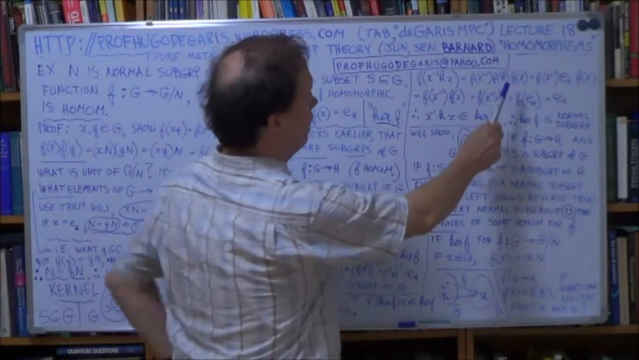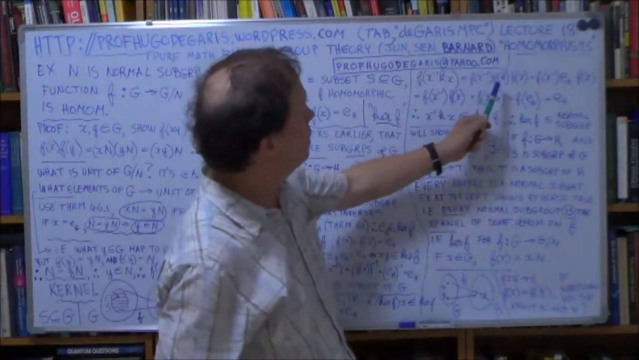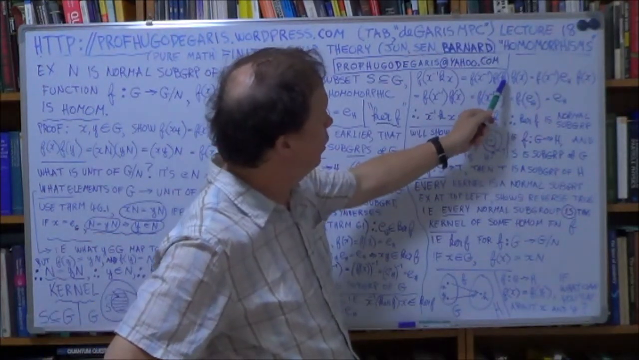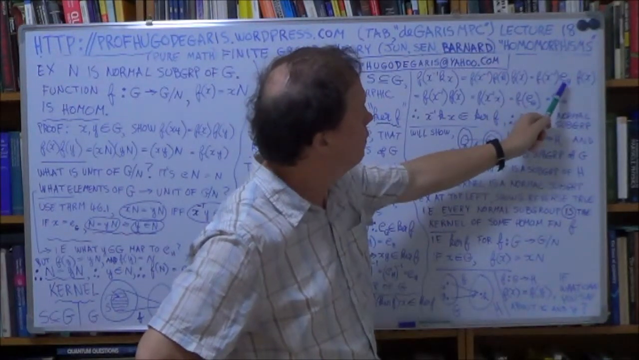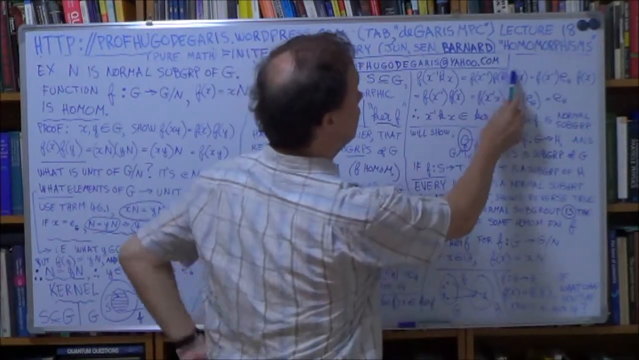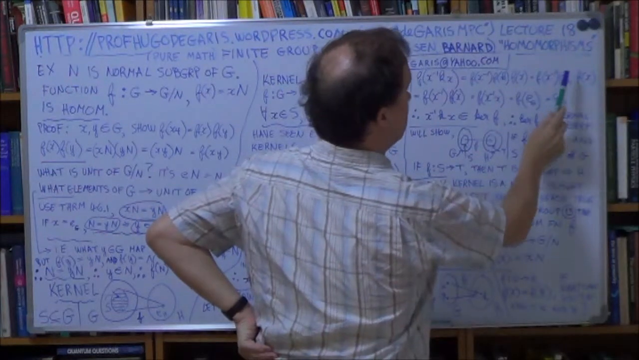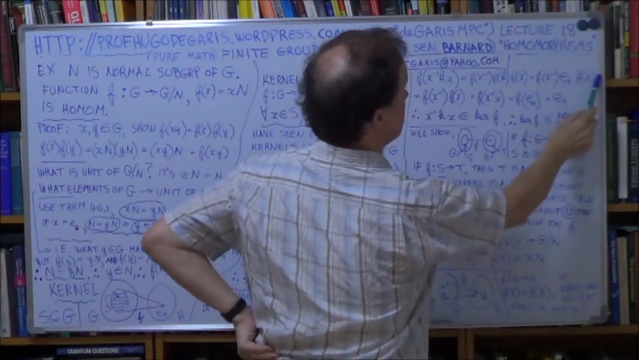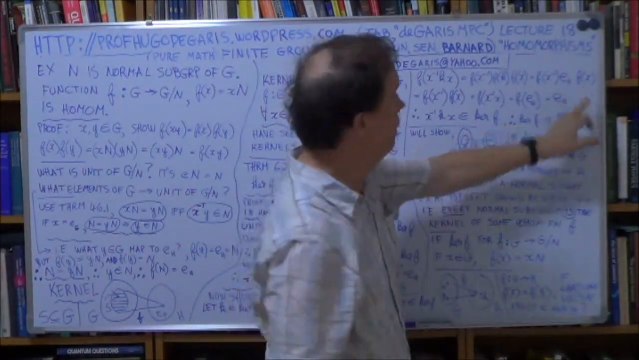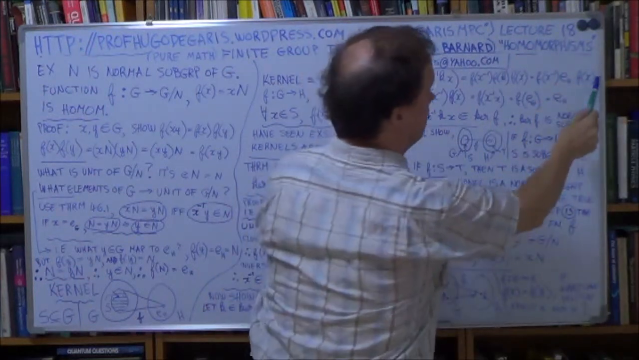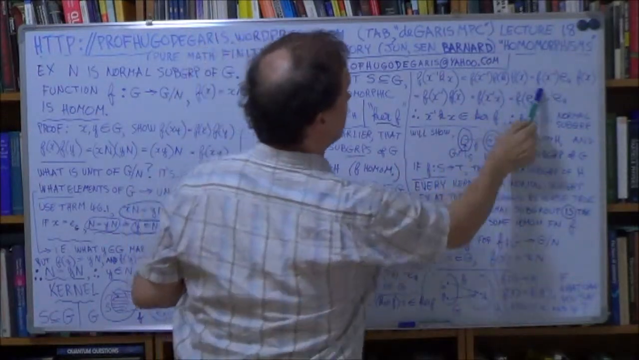Now, k is any member of your kernel. So when you map any member of a kernel, by definition, you will get the unit of h. So you can rewrite this f of k as just e of h, and this term is an element that belongs to h. So e of h times this term will just be this term, so you can forget about this. So this just becomes this.